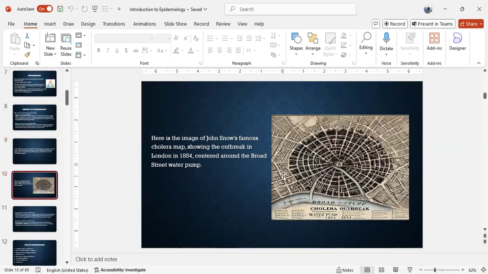Here is the image of John Snow's famous cholera map showing the outbreak in London in 1854, centered around the Broad Street water pump. This is the Broad Street pump, and this is the area where the cholera outbreak was seen.